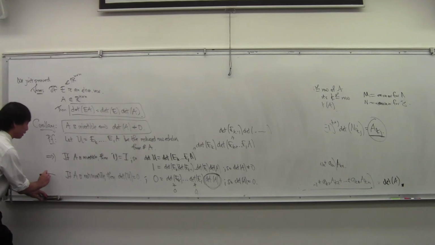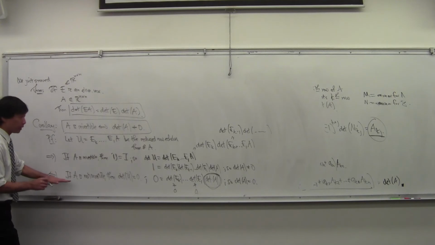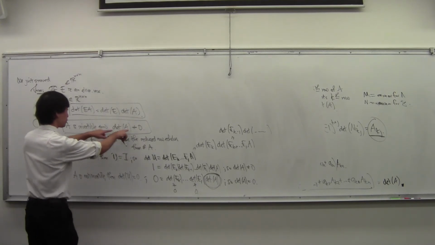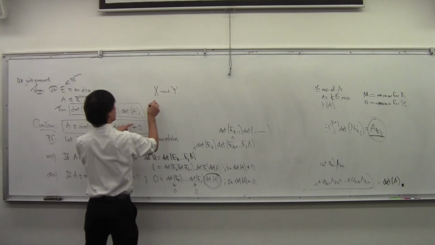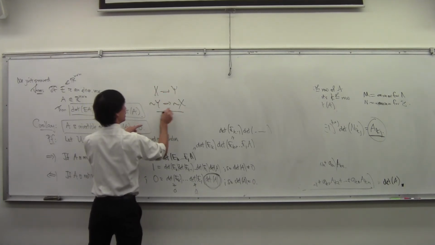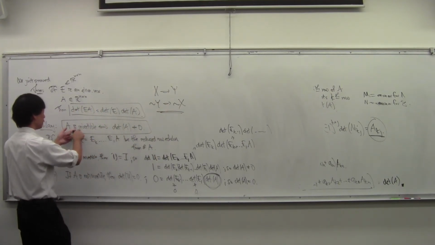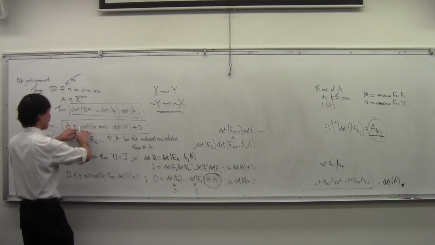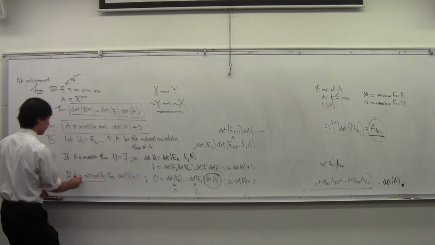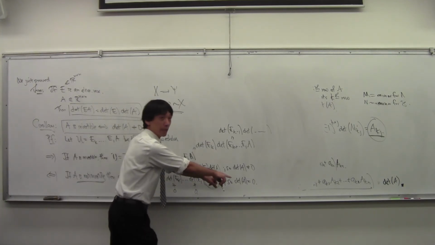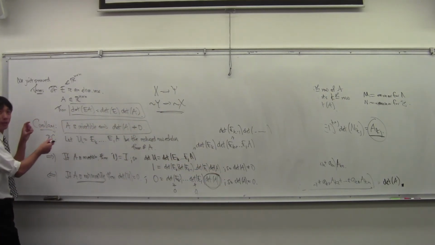Here we're actually proving the contrapositive statement. Remember, the contrapositive statement is this one: if A is non-invertible, then the determinant of A is 0, right? And that's what we do. If A is non-invertible, then the determinant of A is 0. So we prove the contrapositive of the reverse direction.